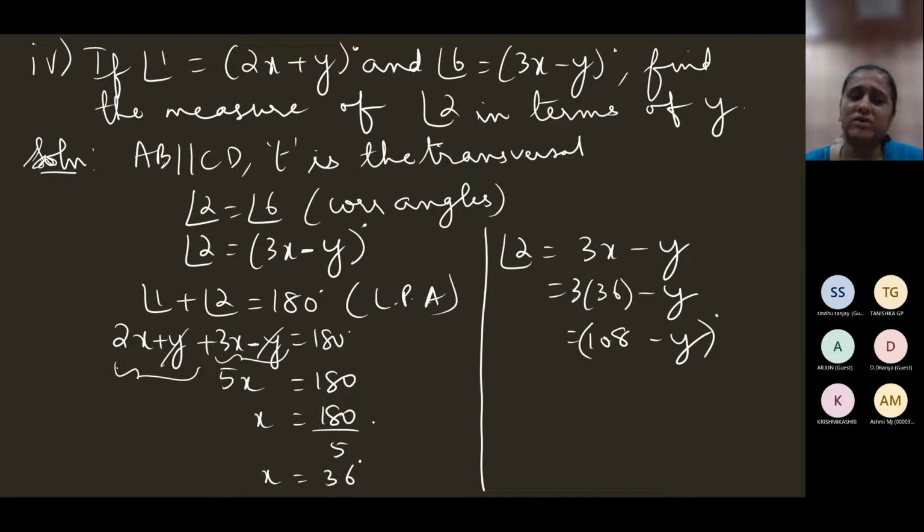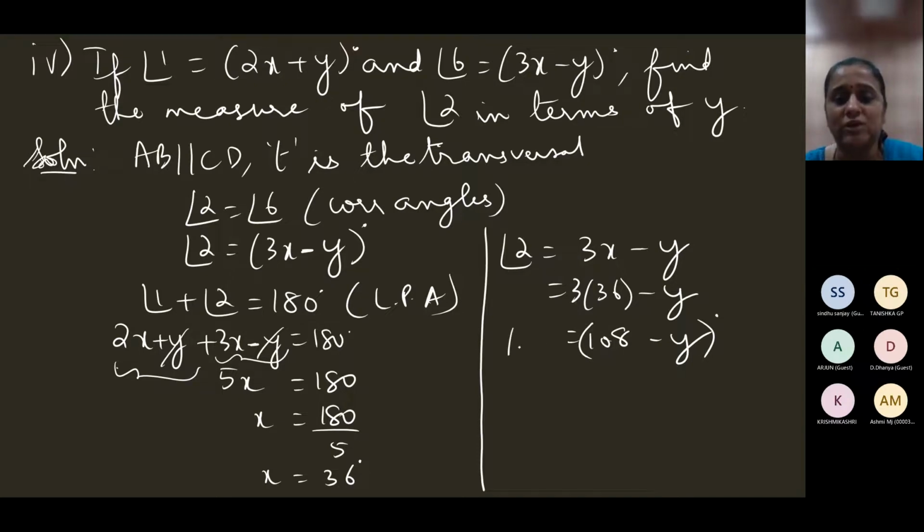Now, what is the question? We got the value of x, but what do we have to answer? You need to find the measure of angle 2 in terms of y. Angle 2 is equal to 3x minus y. So substitute the value of x: 3 into 36 minus y, 108 minus y.